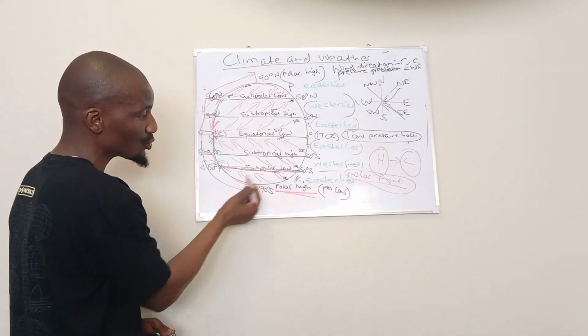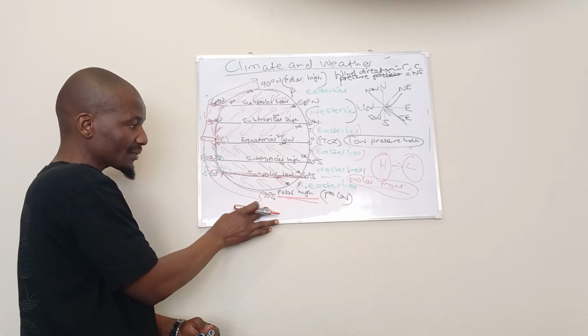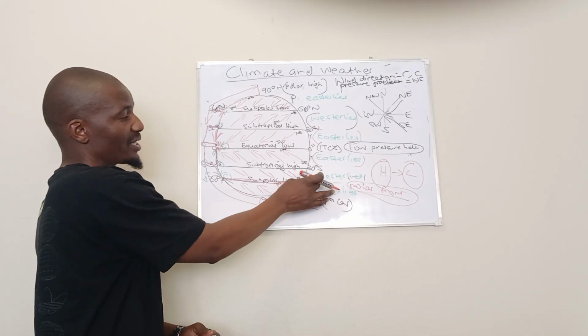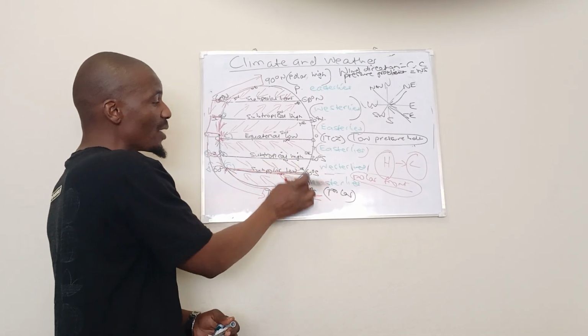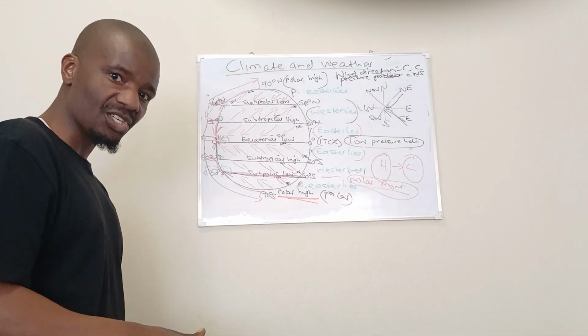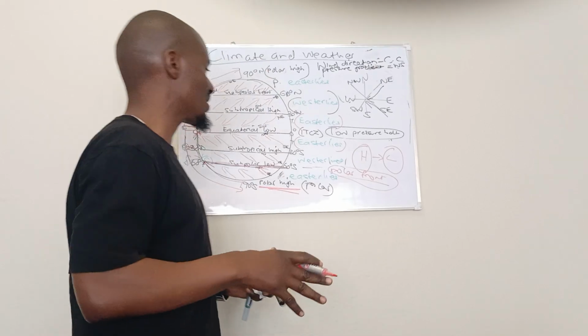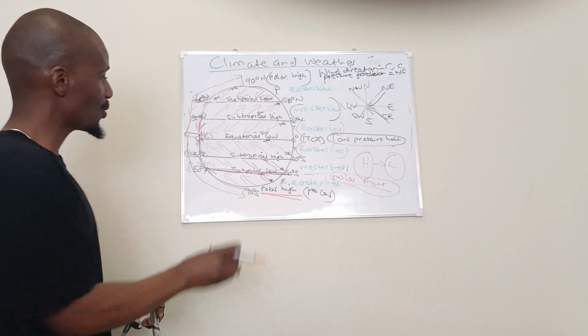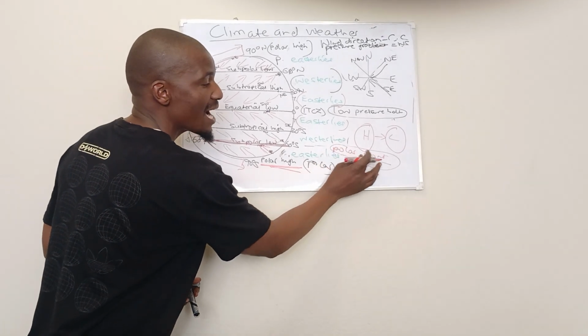So we have these two separated: our easterlies that are cold, coming from the polar high, and our westerlies that are warm, coming from the subtropical high. These two air masses do not meet because they have different characteristics in terms of their temperature and the moisture content that they are carrying. So they do not mix; they are separated by a polar front.